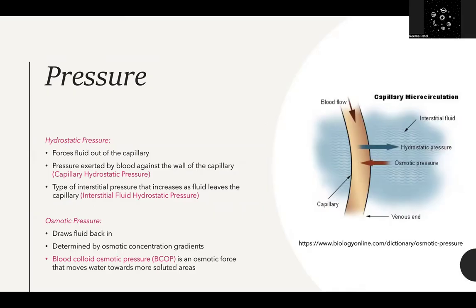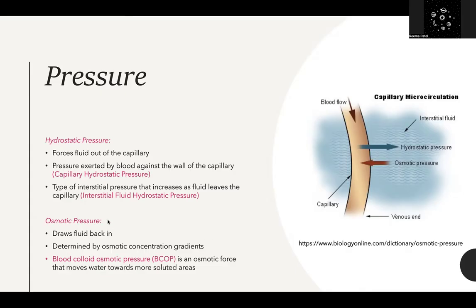The interstitial fluid hydrostatic pressure is the pressure of the interstitial fluid that increases as fluid leaves the capillary and enters the tissue. Generally, the CHP is higher than the IFHP because lymphatic vessels are continually absorbing excess fluid from the tissue, and the fluid will generally move out of the capillary and into the interstitial fluid. This is known as filtration, which is the movement of fluid out of the capillaries due to the CHP.